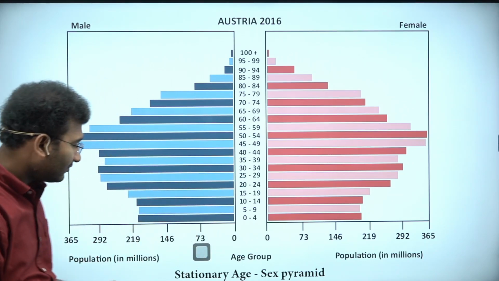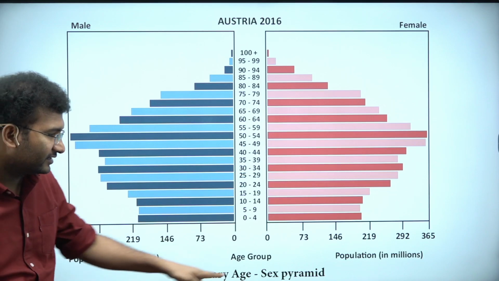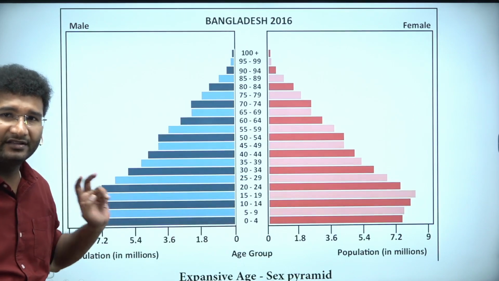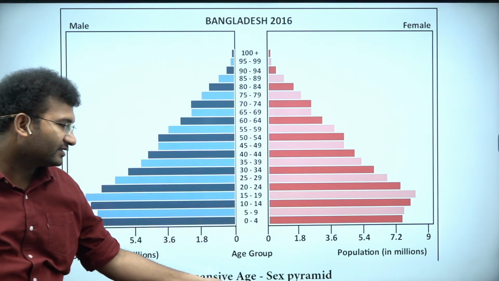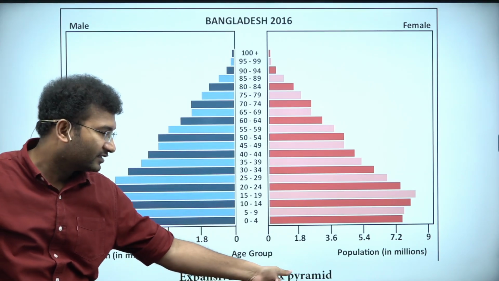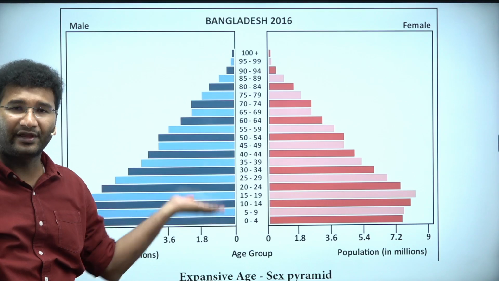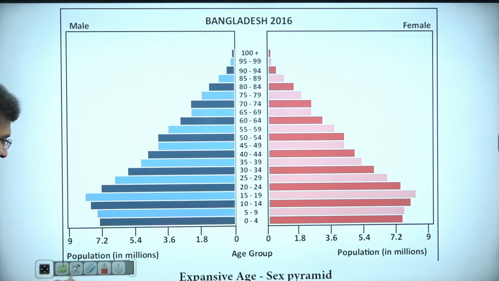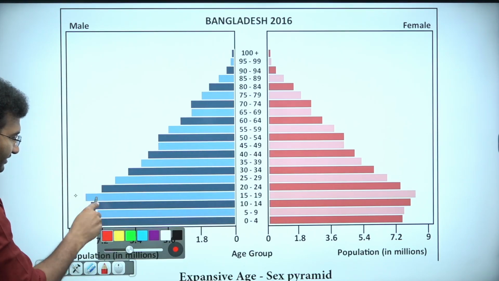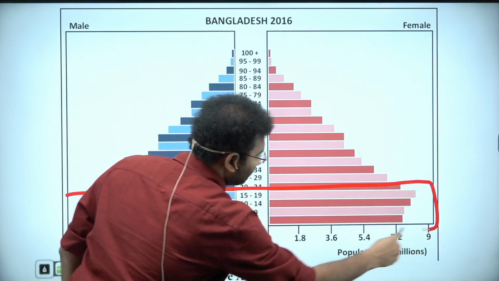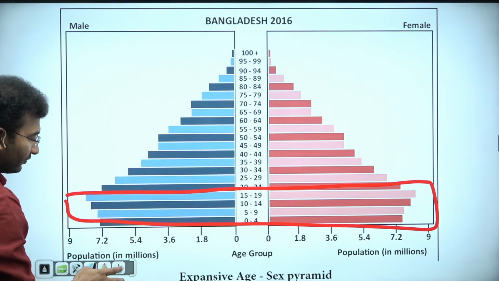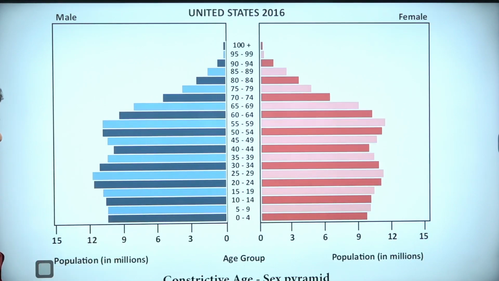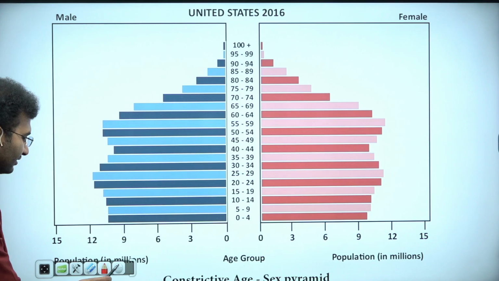See, this is called a stationary age or sex pyramid. Look at this particular pyramid. It is a growing population, that is called an expansive age or sex pyramid, which is a growing population. Here, look, this is the base. If the base is wider, it is an indication that the population is going to grow. Now come to the constructive age sex pyramid. This is the United States, and let's try to learn these pyramids.